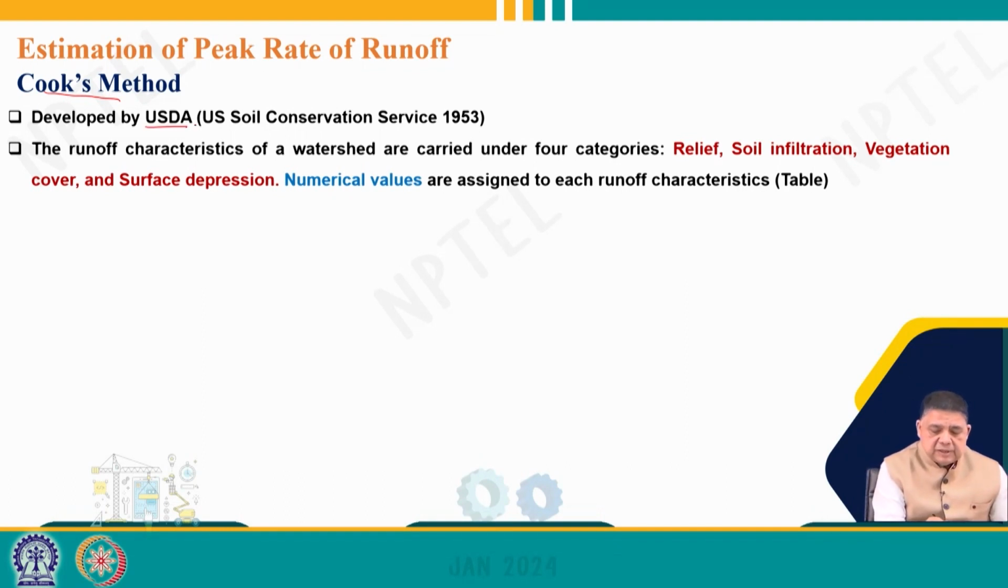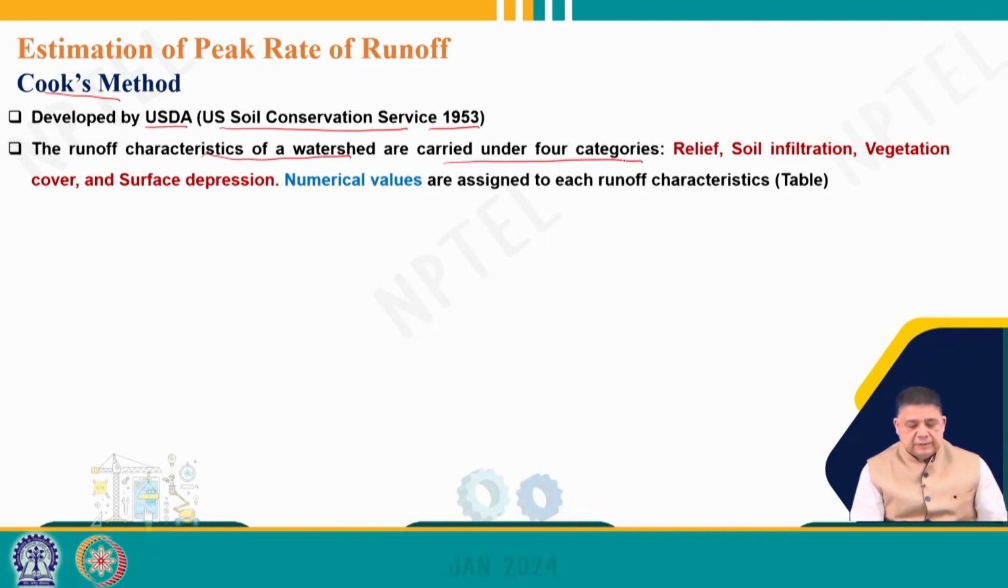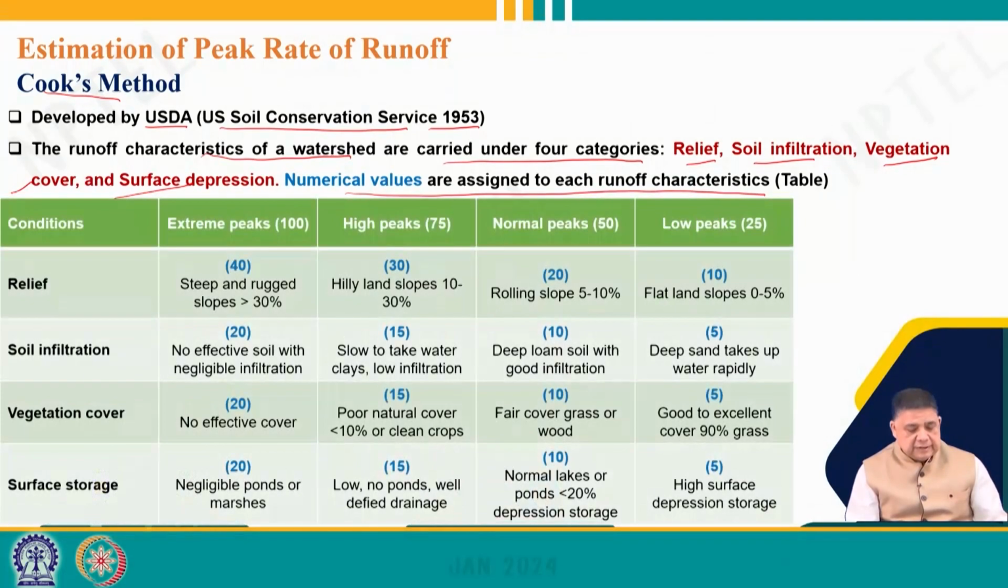Then we come to Cook's method of estimating peak rate of runoff, and this method was developed by the USDA, the US Soil Conservation Service, 1953, that is the United States Department of Agriculture. The runoff characteristics of a watershed in this method are evaluated under 4 categories, that is relief, soil infiltration, vegetation cover and surface depression, and numerical values are assigned to each runoff characteristic. For that, SCS has provided this table.